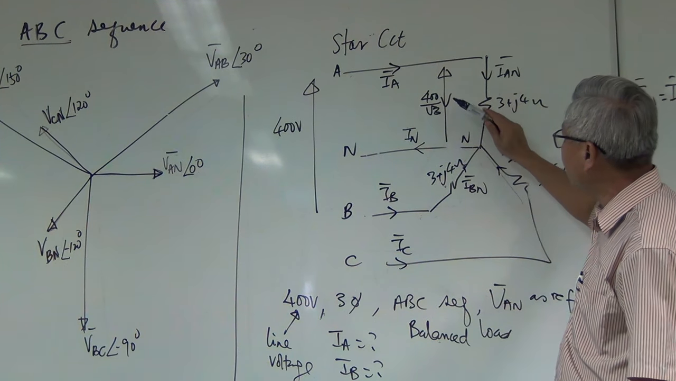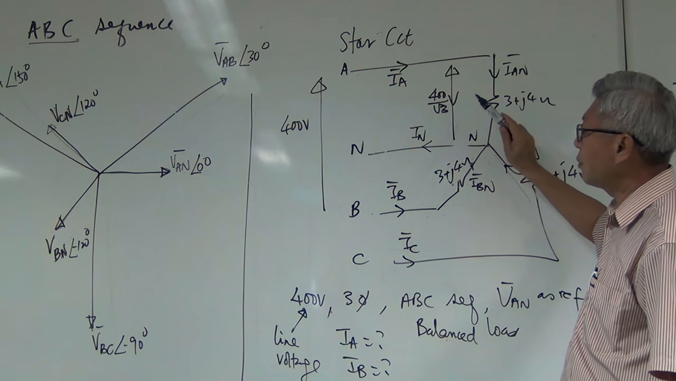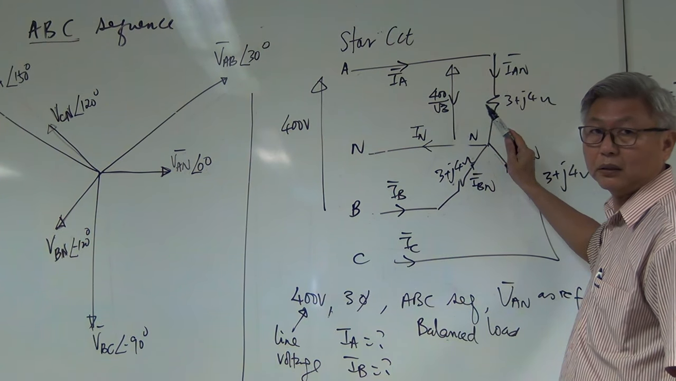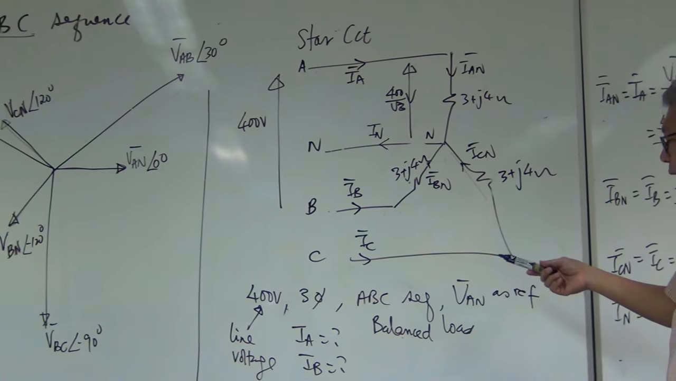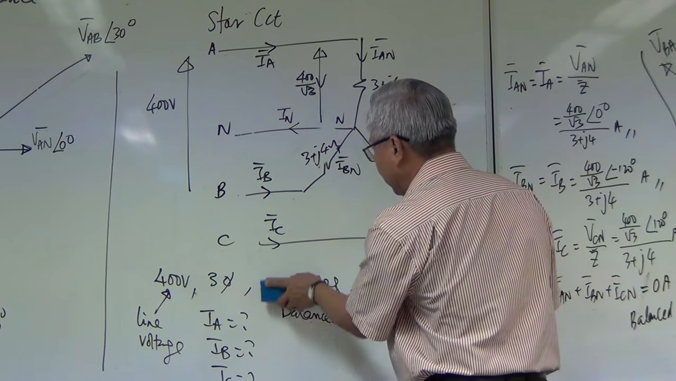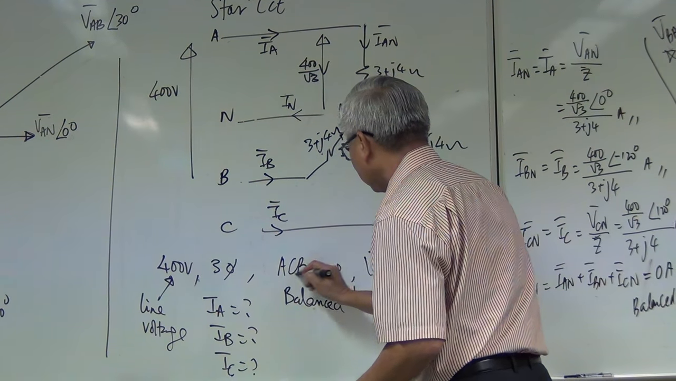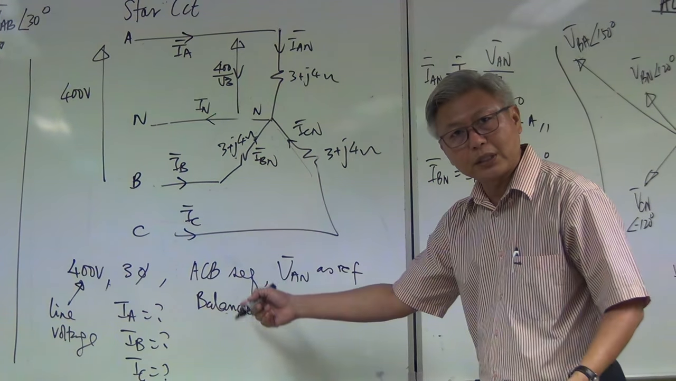So to find the current, you take this voltage divided by the impedance. But because it's a 3-phase, you must look out for the angle. Where do you get the angle? From the phasor diagram. So let's try another question. Instead of ABC sequence now, I say ACB sequence, and I use VAN as reference. I ask you to do the same thing.